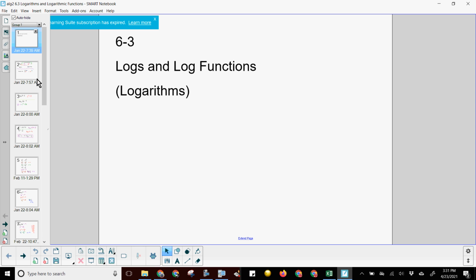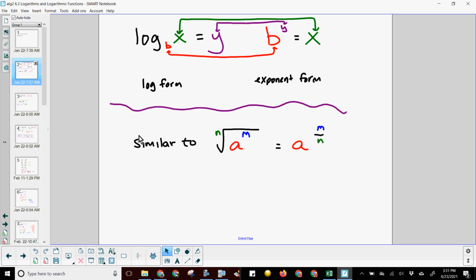Welcome to 6.3, log and log functions. Logs come from exponential type stuff where we don't really know the exponent. That's why we did exponential stuff in 6.1, and now in 6.3 we introduced this brand new thing called logs. Generally when we don't know this, we can switch it to a log form, a logarithm form, and now we have all of this equals the thing we're missing, and we should be able to calculate this, which we will later. It's very similar to switching back and forth between the fraction exponent and the radical, but we can just switch back and forth between log form and exponent form, and that's a good chunk of what we're going to do today.